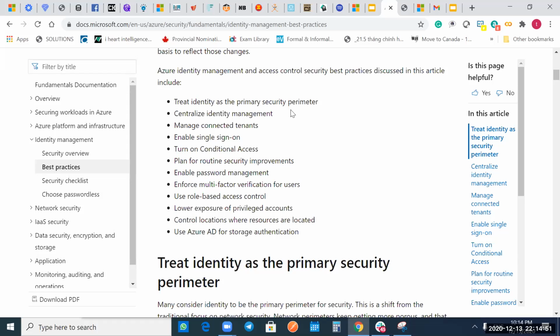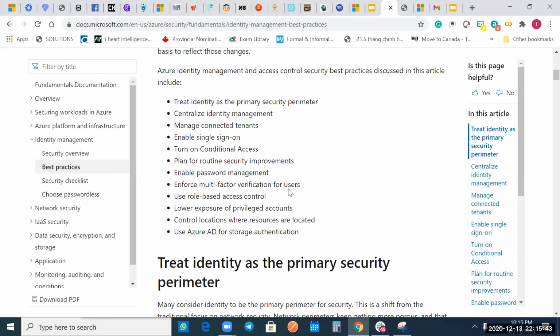Manage connected tenants. It's self-explanatory. You need to manage all of the services that are connected there, enable single sign-on, turn on conditional access, and plan for routine security improvement, like how you can improve your security, your different auditing, and different recommendations routinely, yearly and half-yearly, for example. Password management is very important. How you manage passwords, like changing your password after a certain time, expiring tokens, for example. Multi-factor verification for users, for example, the Google Authenticator on your phone.